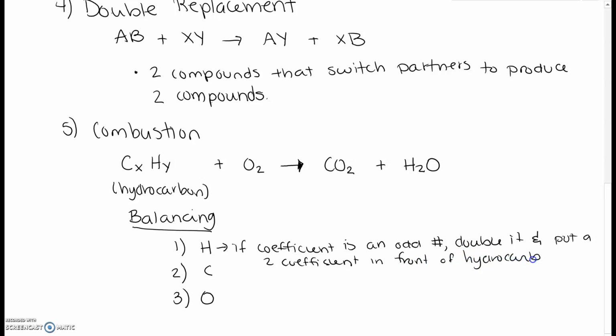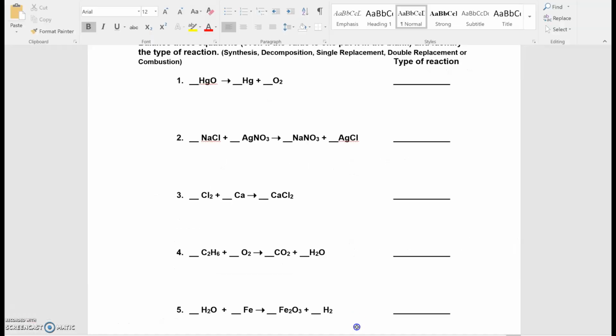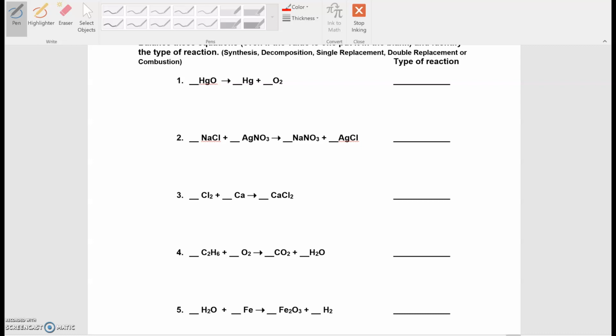And then you should be able to balance everything else just fine from there. So why don't we go ahead and do a couple examples together. Okay, so I'm just going to be looking for patterns. We're going to look at the patterns of the reactants and the products. Here I have one reactant breaking down into 2 products.